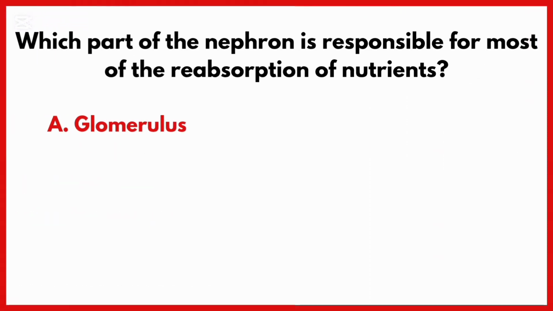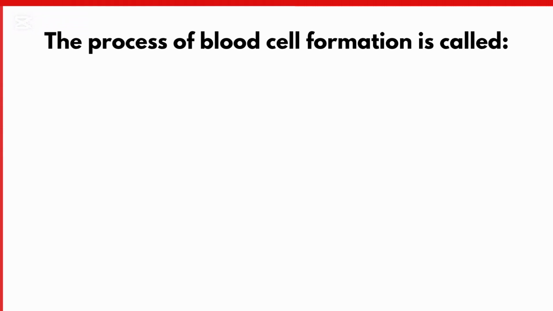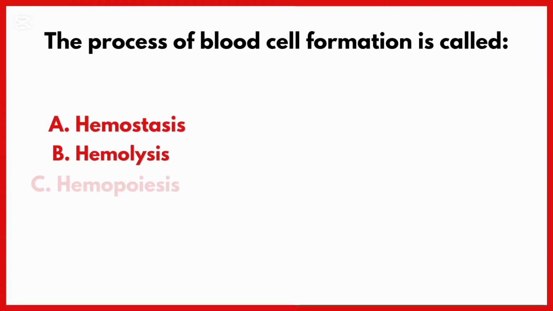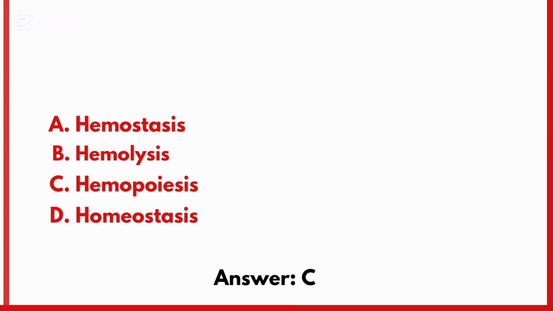Which part of the nephron is responsible for most of the reabsorption of nutrients? Correct answer is option B, proximal convoluted tubule. The process of blood cell formation is called... Correct answer is option C, hemopoiesis.